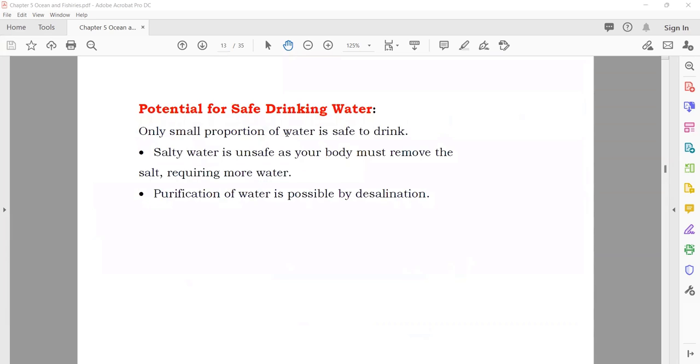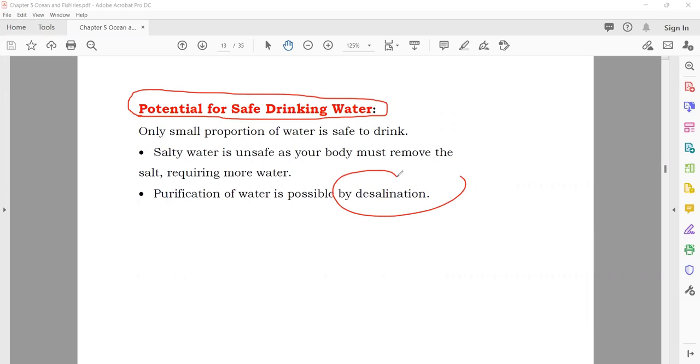Okay, after that, they are saying that not only transportation, these oceans also have a lot of potential for providing safe drinking water for human beings. And this is also implemented in Saudi Arabia and Gulf countries, where they are using the desalination process or the distillation process to get drinking water from the sea. So it means that the ocean can also provide you drinking water.